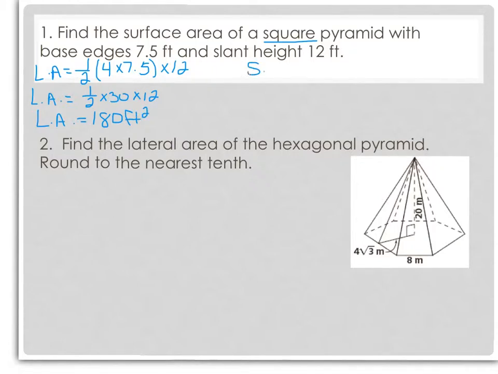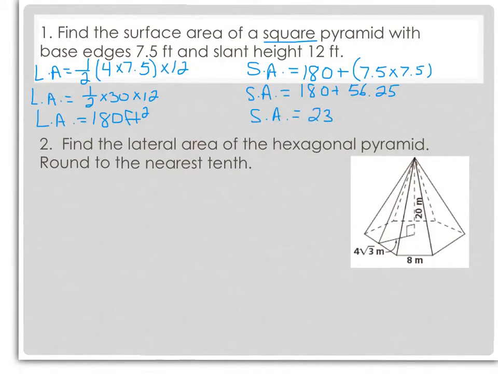Then to find the surface area, we just take our lateral area, which we found to be 180, plus the area of the base. Remember, it's a square, so our area will be length times width, or 7.5 times 7.5. So our surface area, 180 plus 56.25, or our surface area is 236.25 feet squared.